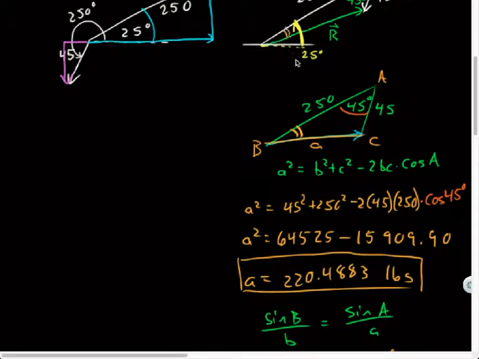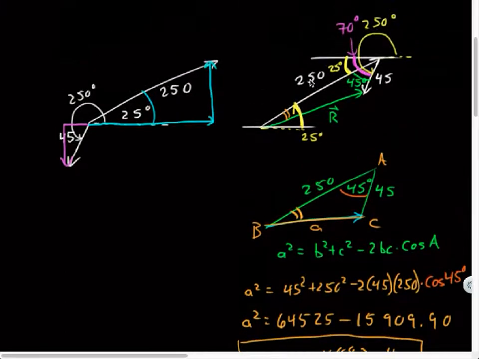This angle here, that is not the angle that my resultant is going off at. But my friend Colin, with his angle addition postulate, he'll tell you how to get that. What could I do with that 8.29? Right, so this angle here is going to be 25 minus that.